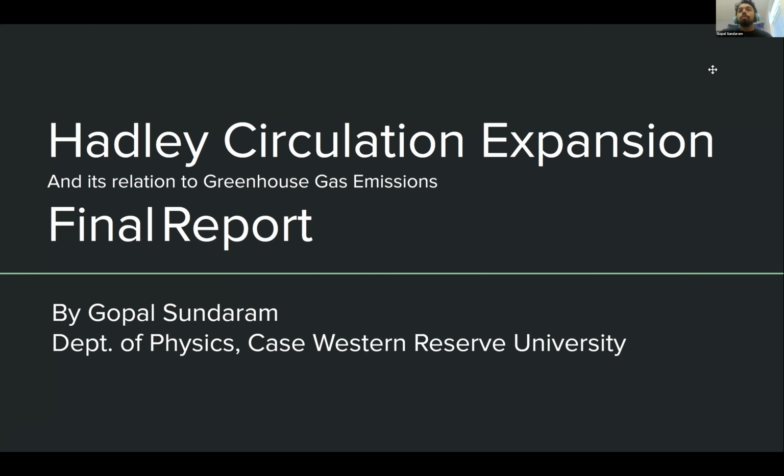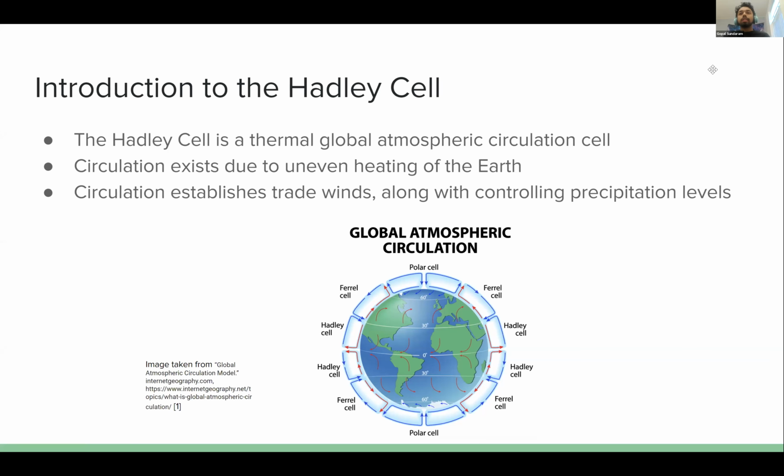Hi everyone, my name is Gopal Sundaram and I am here to present to you my senior project, my final report on Hadley circulation expansion in relation to greenhouse gas emissions. So first thing I want to talk about is let's introduce what the Hadley cell is. The Hadley cell is a thermal global atmospheric circulation cell. So let's break that down. Thermal means it carries heat. Global, it's all across the globe. Atmospheric means it stretches to about 10 to 15 kilometers above the Earth's surface. And it is a circulation cell, which means it carries that heat that I mentioned in a loop.